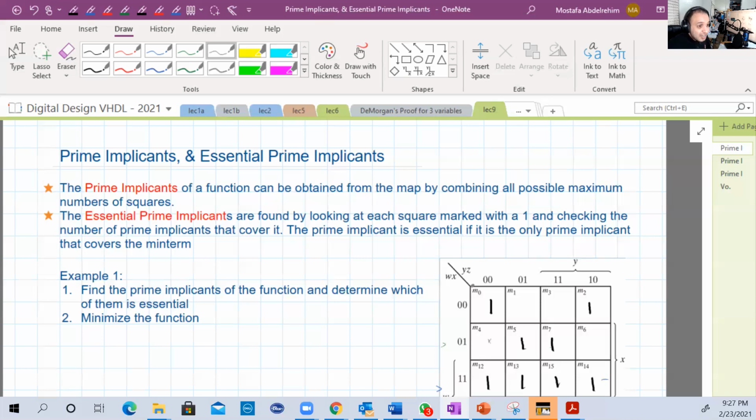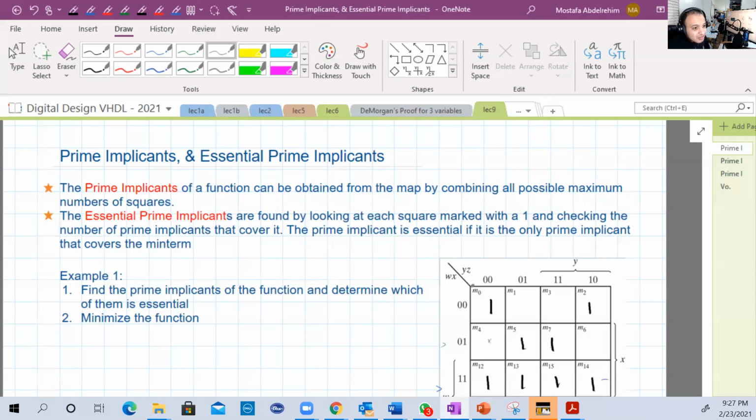But the idea behind this sense that we acquire by practicing Carnot maps is basically prime implicants and essential prime implicants. So let's define them and take examples, and by doing that we're going to see that this is basically what we were doing just by sense. So basically, what is a prime implicant?